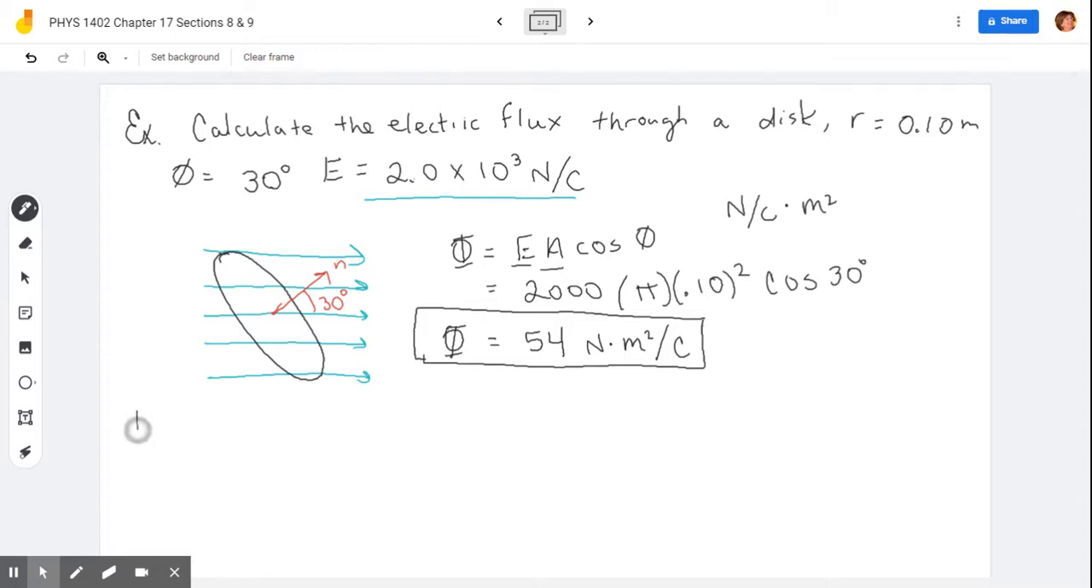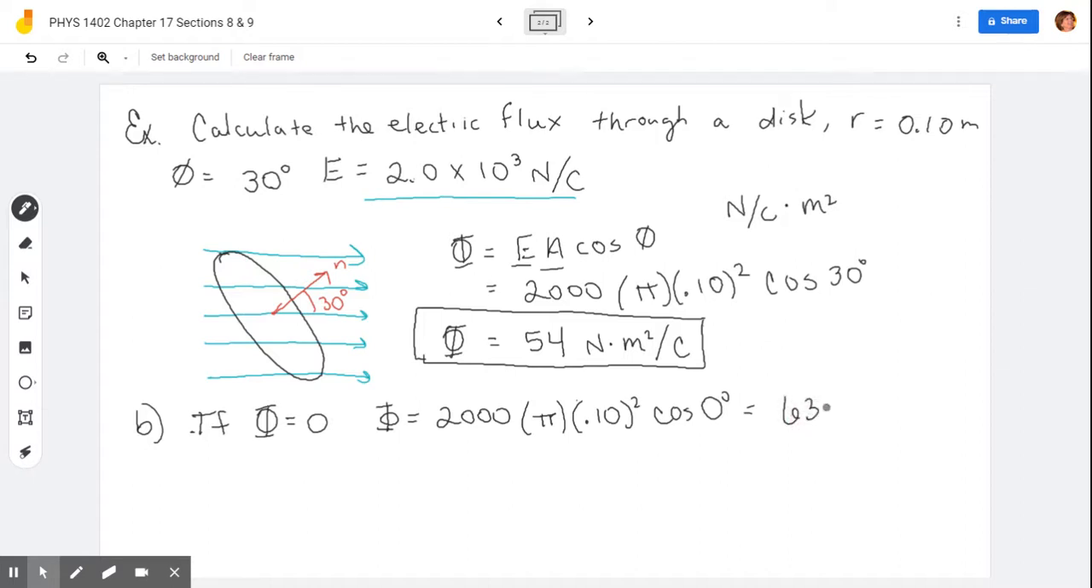Now, remember, we rotate it so that phi is equal to 0. That's going to give us our maximum flux. That's going to be 2,000 times pi r squared, which is pi, times cosine 0. Cosine 0, of course, is 1. So that actually gives us a larger flux of 63 Newton meters squared per coulomb.